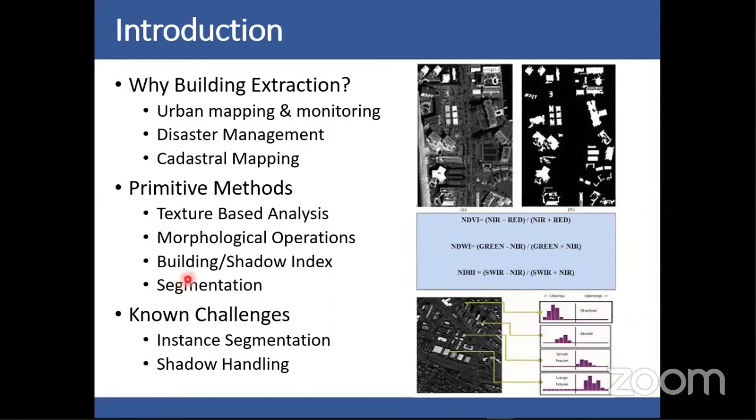Now, two known challenges in building extraction have been instance segmentation and shadow handling. Instance segmentation is separately extracting two buildings which are placed very close to each other, and not extracting them as a single building.